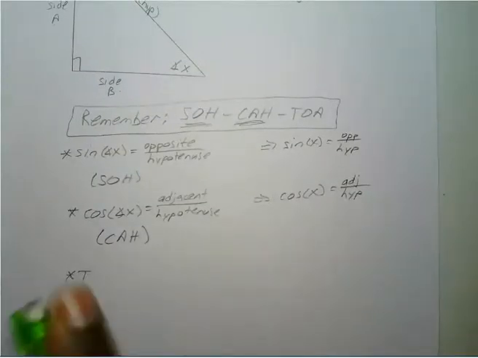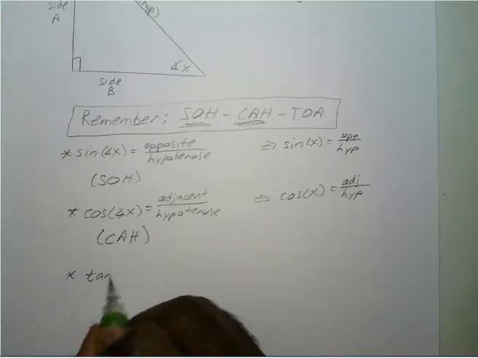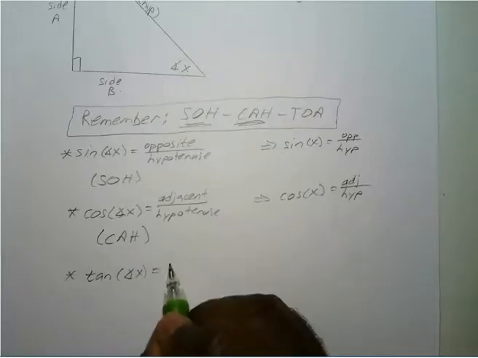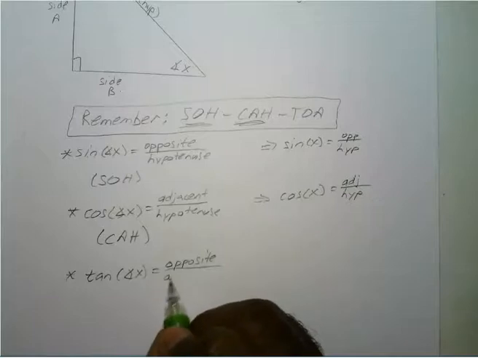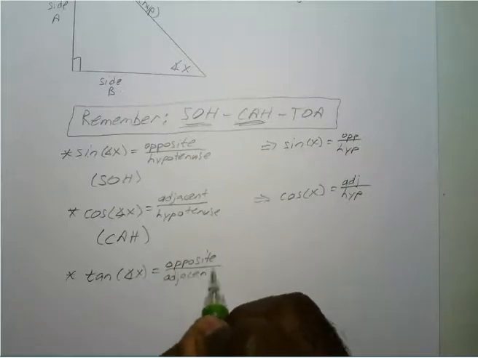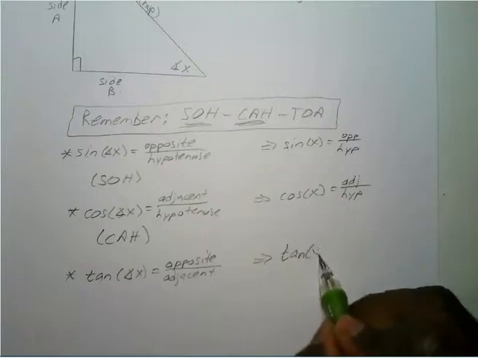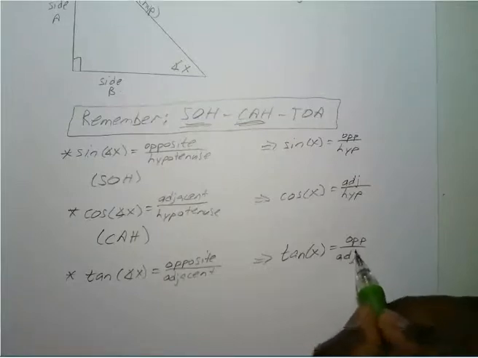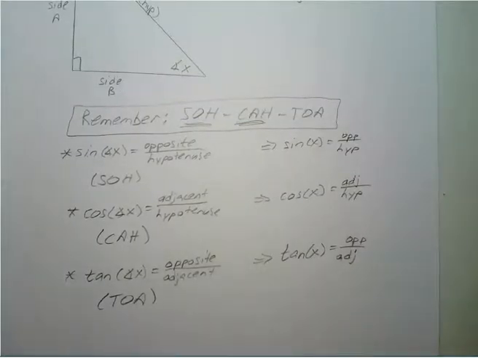And then you have the tangent. The tangent of angle X is equal to the opposite over the adjacent. Or you'll see it mostly written as the tangent of angle X is equal to opposite over adjacent. And that's where the TOA comes in. Tangent equals opposite over adjacent.